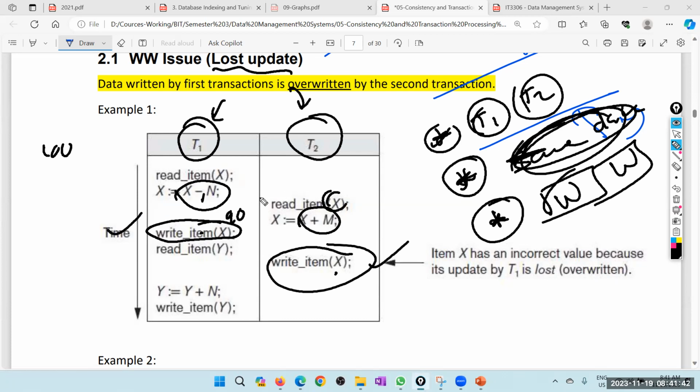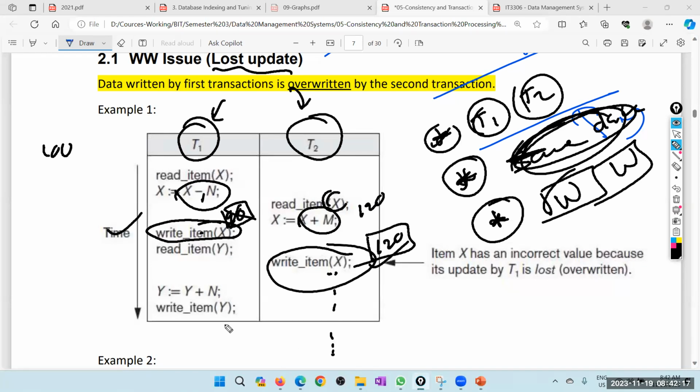Now this one also read it, but before the other had written it, so X was still 100 at that time. Assume this one has added 20. Now it is 120. This one has written 90, and now this one has written 120. Whatever transaction 1 has written, which is 90, has been overwritten by 120. So this 90 is now lost, because transaction 2 has updated it as 120.